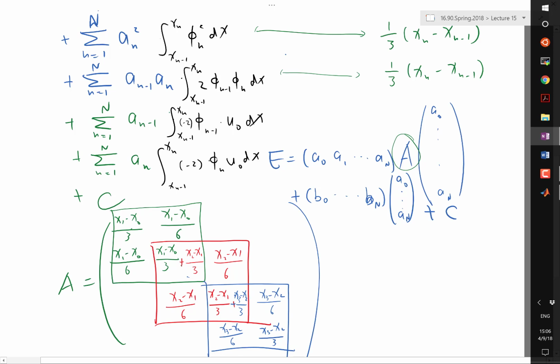This is the quadratic part of our energy minimization. Right.